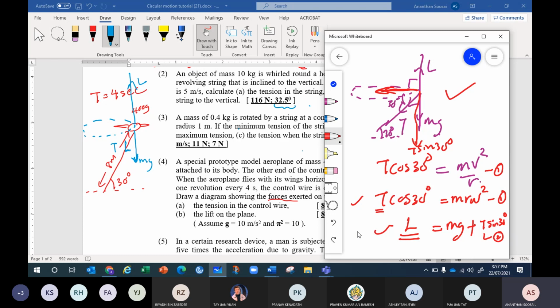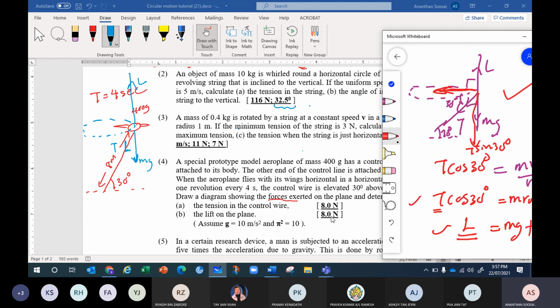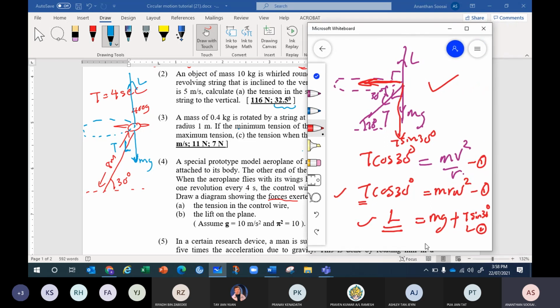Okay, this is the idea of how you go about question 4. Later give a try to get the working for this. And try to make sure you get both 8 Newton, take g as 10, pi squared as 10. Okay guys, any questions from here?